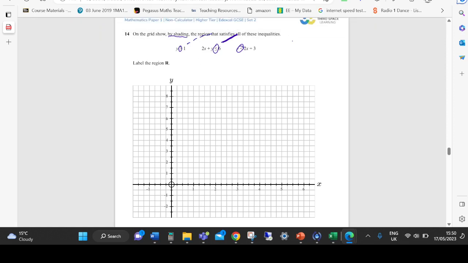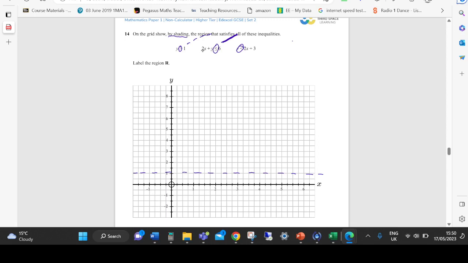Okay, so my first line is going to be a dashed line at y is equal to 1. So y is equal to 1 would be that line, so I need a dashed line there to start with. Then I've got x plus y is equal to 6 is the one that I want to do.